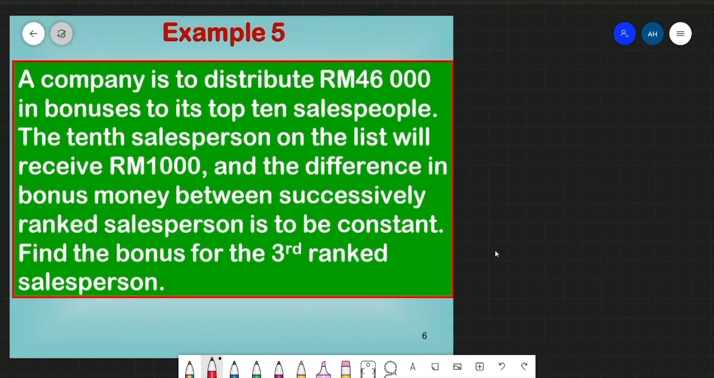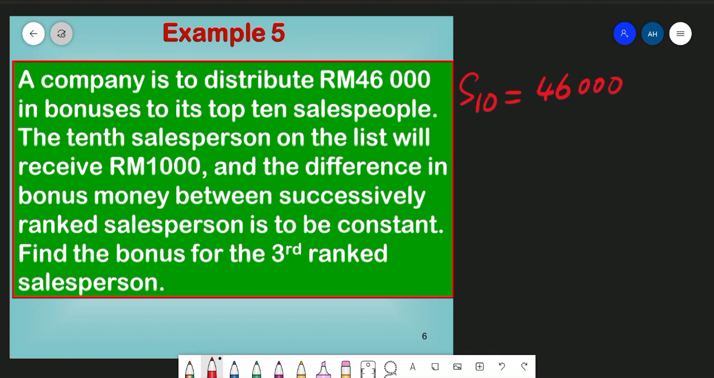So this is the situation given to us. The total amount of bonuses that they have to distribute to these 10 top salespeople is 46,000. So that's S10. Let's write it down. S10 equal to the total amount of money to give for bonus, 46,000. And the number of salespersons involved in this bonus is 10. So n, the number of persons, is equal to 10.